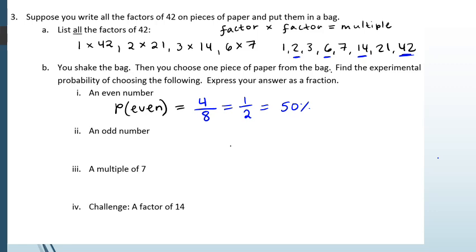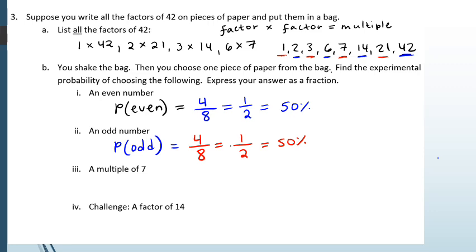Then we're going to think, what is the probability of getting an odd number? Well, P(odd) equals. So I'm going to think this time, how many of those are odd numbers? Well, 1, 3, 7, 21. Those are all odd numbers. So that's 4 out of 8, or 1/2, or again, 50% if you want to add the percent as well.